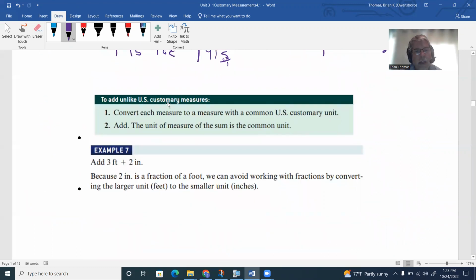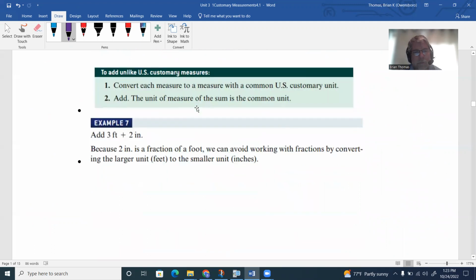So to add unlike U.S. customary measures, the catch here is you have to convert one into the other, and then we can add them together. If we have 3 feet plus 2 inches, notice how we can't add those together because they're not the same unit of measure. If we want to add these, they have to be in the same unit.